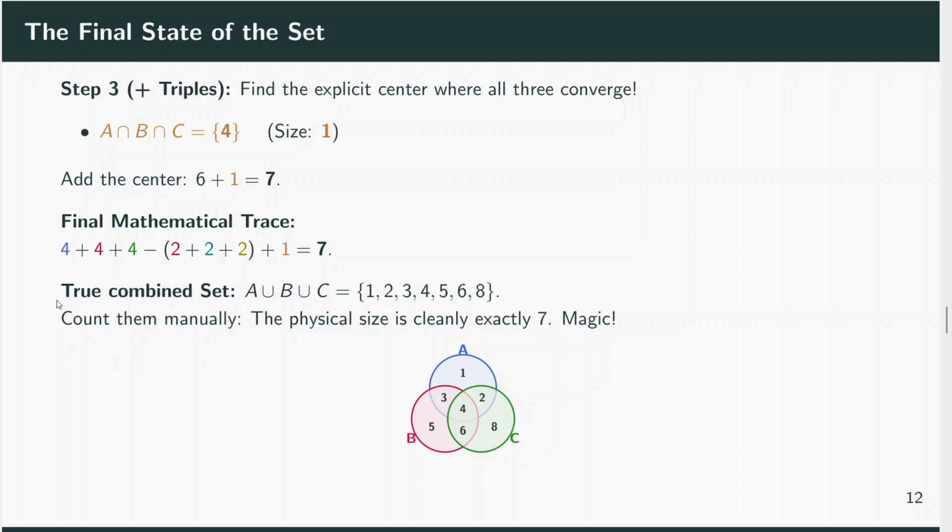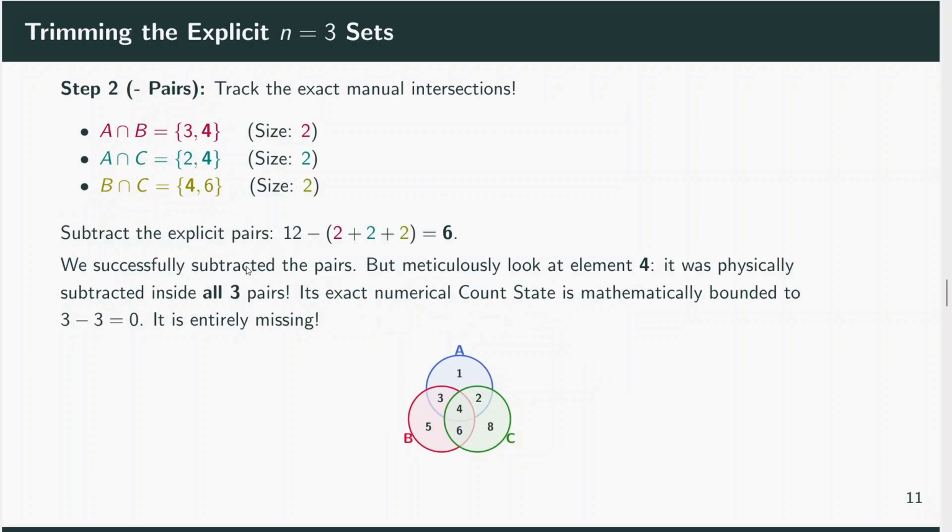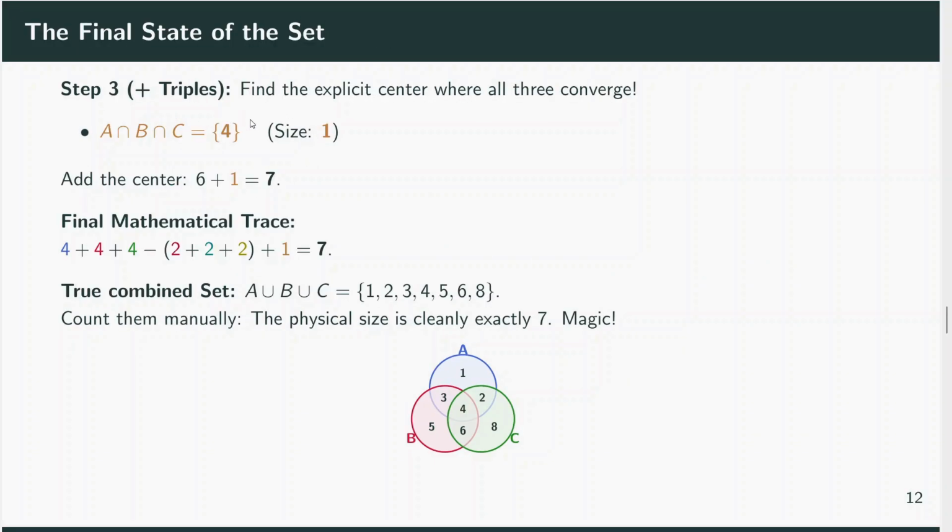Let us now write out the complete arithmetic from start to finish, so you can see the whole chain in one breath. 4 plus 4 plus 4. That is the sum of the individual set sizes. Minus 2, minus 2, minus 2. Those are the three pairwise intersection sizes being subtracted. Plus 1. That is the triple intersection being added back.